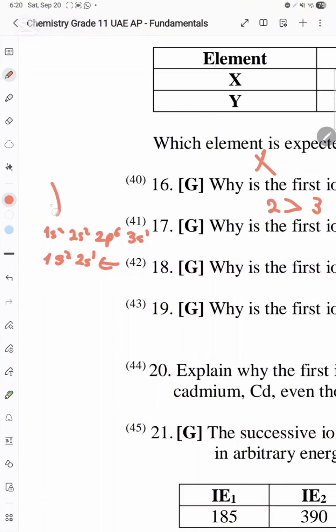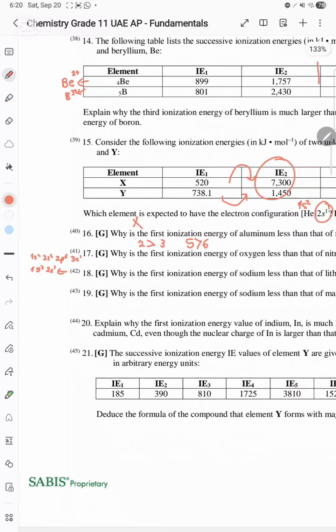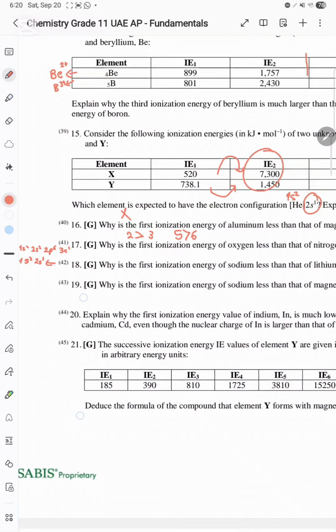Like you have 1s, then 2s, then 2p, then 3s. Whereas here you have 1s and 2s. And here's the nucleus. So to remove one from here is easier than to remove one from here, because this is way more heavily guarded from the nucleus. That's why the first ionization energy of sodium is less than that of lithium.